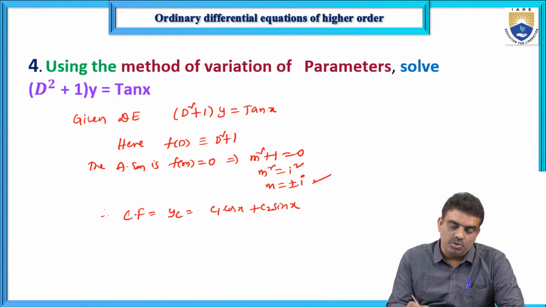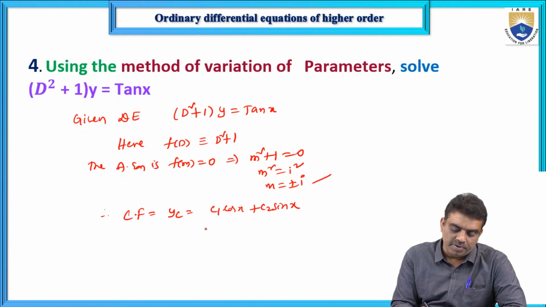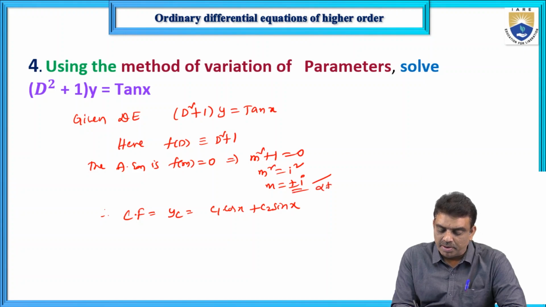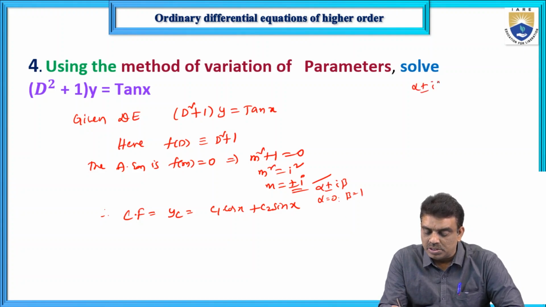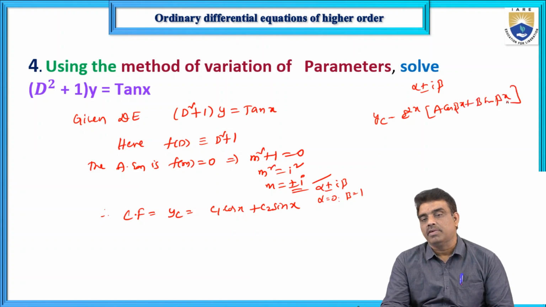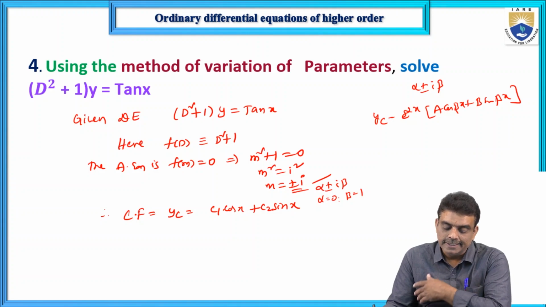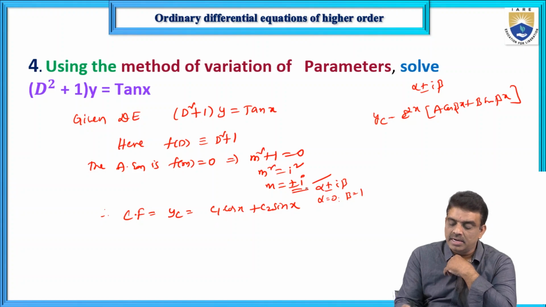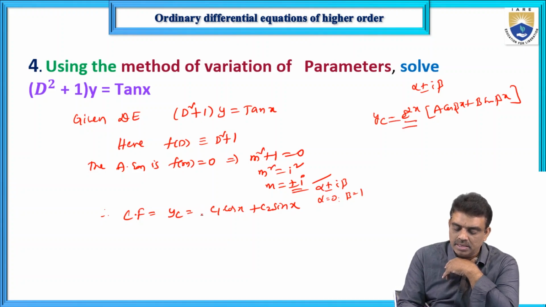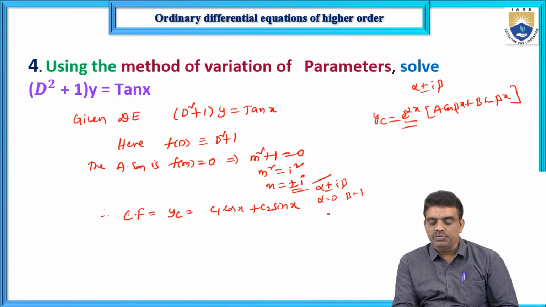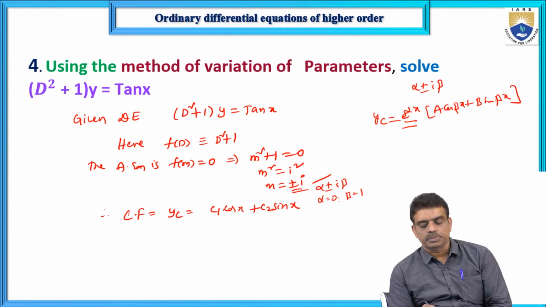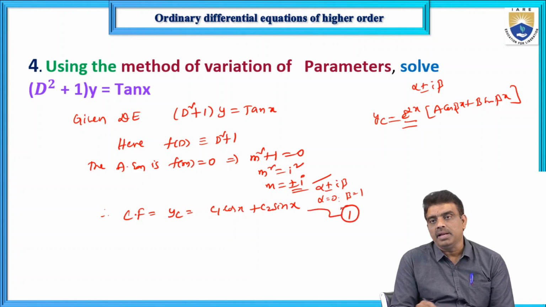Because the roots are complex numbers, the complementary function is in the form e power 0x, alpha is 0 here. It is in the form alpha plus or minus i beta, alpha 0 and beta is equal to 1. If alpha plus or minus i beta are the roots of the equation, then what will be the complementary function? e power alpha x into (a cos beta x plus b sin beta x). That is the standard form of the complementary function when the roots are complex roots. Here, instead of a, I am using c1, and instead of b, I am using c2: c1 cos x plus c2 sin x. So, alpha 0 means e power 0x, that is 1, and beta is 1. So, the complementary function is c1 cos x plus c2 sin x, and call this equation number 1.